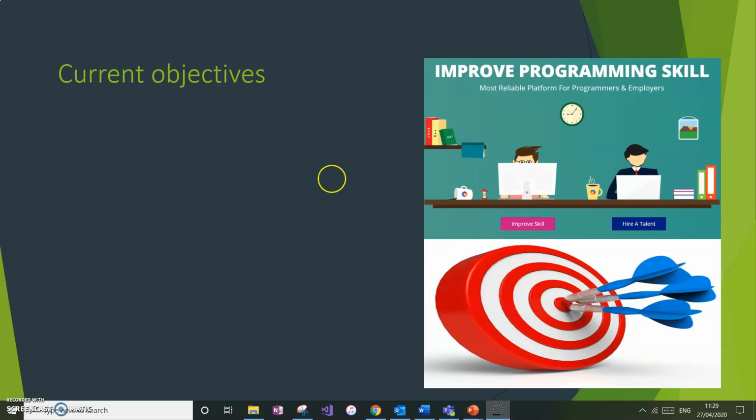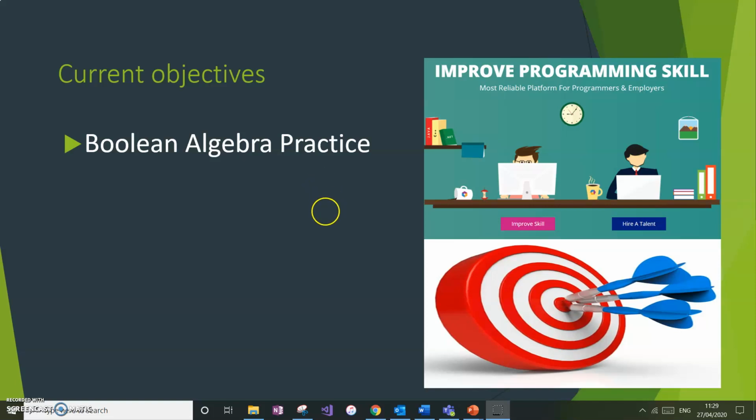The objectives for this week include more Boolean algebra practice, so we'll have a look at the question that I posed last week and go through the answer to that in this particular presentation. I will also give you another past exam question to practice and upload your answer to tomorrow.